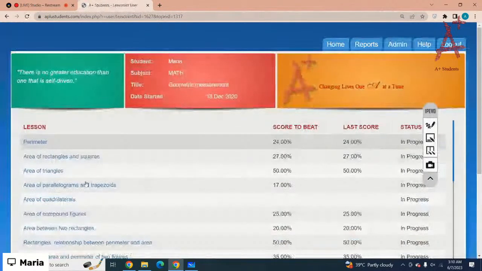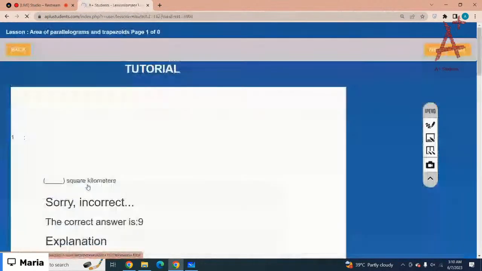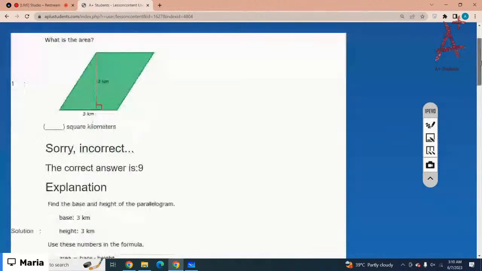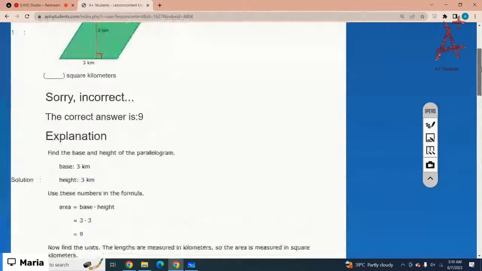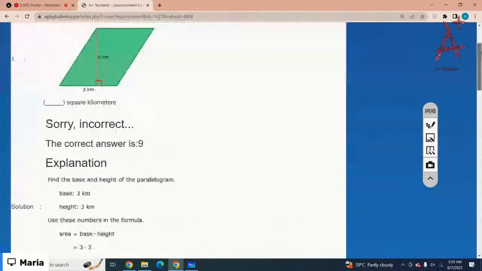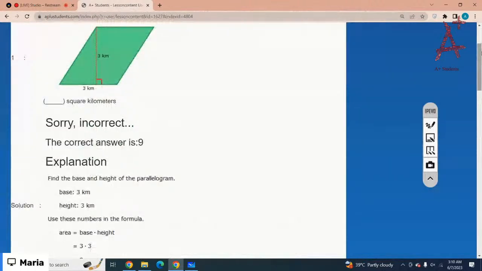The next lesson is area of parallelograms and trapezoids. So what is the area? They are given the parallelogram, you have to calculate the area. So whenever you are given the base, that is 3, and you are given the height of the parallelogram, that would be 3 kilometer.